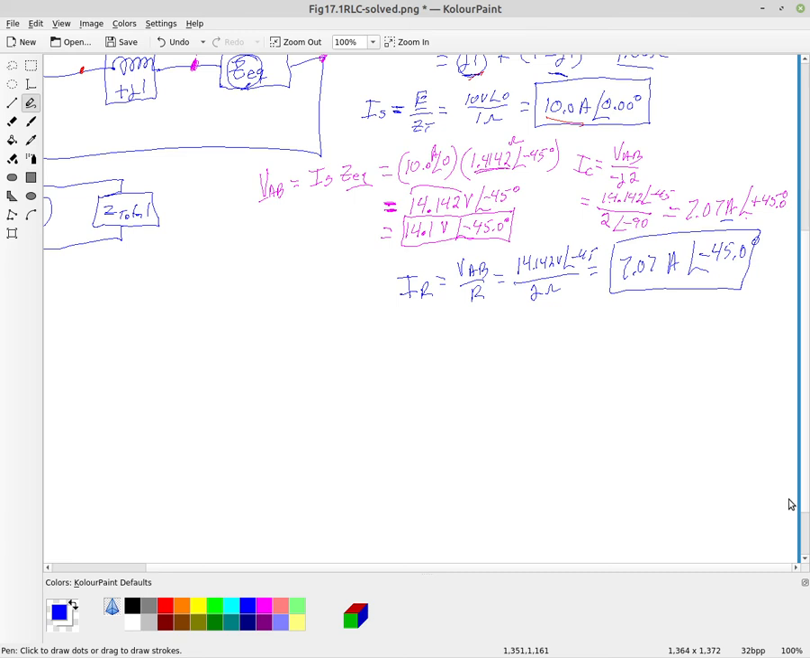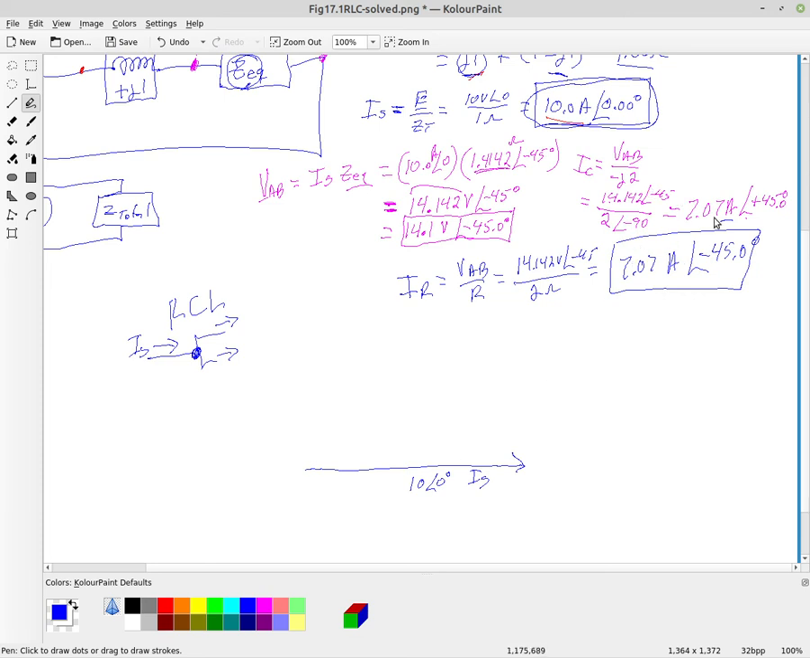So let's take a moment to review Kirchhoff's current law. Remember, Kirchhoff's current law says that the sum of the currents coming into a node is equal to the currents leaving the node. If we look at this, I calculated up here that I had 10 amperes as my supply current. So IS was 10 amperes at an angle of 0. So let's draw this out. Here is my 10 amperes at an angle of 0. This is my supply current.